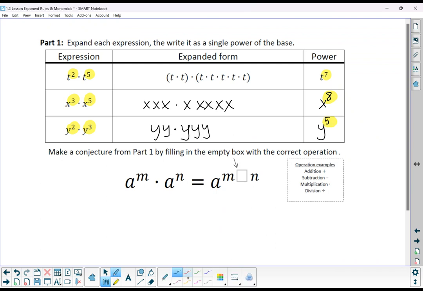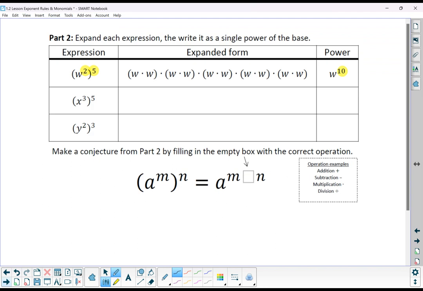So the operator that goes in this empty box is that we add together the powers. If we have a base a with a power m multiplied by base a to the power n, that is base a to the power of m plus n. We add those exponents together.